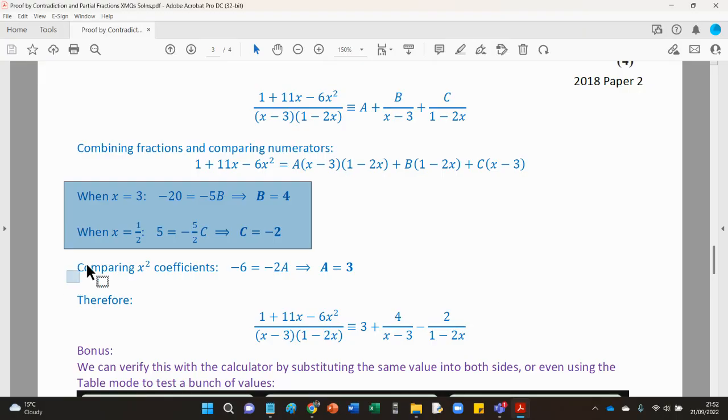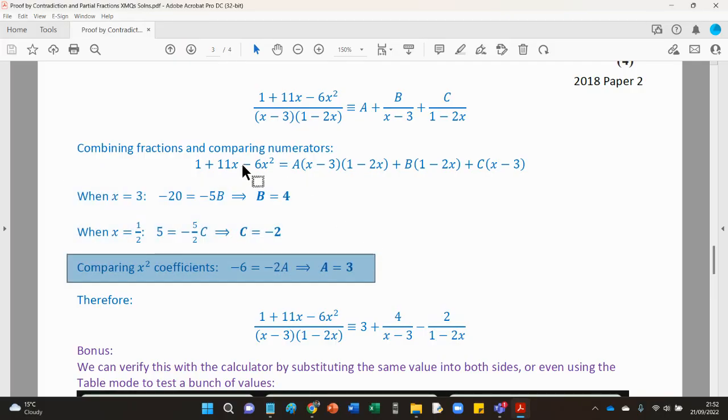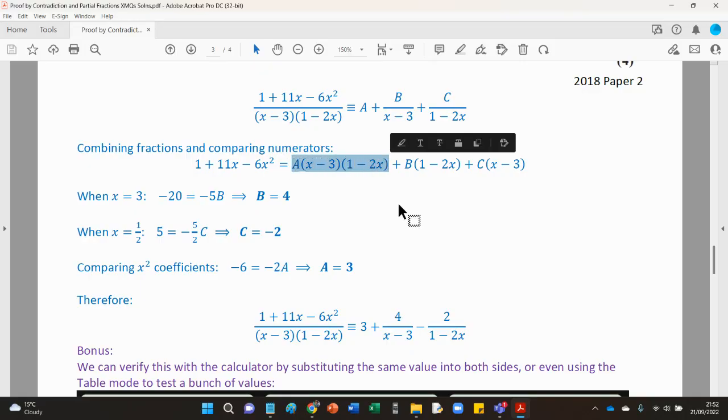Or you can compare x squared coefficients, which means we look at the left-hand side, we notice that the number of x squareds is minus 6, and we look at the right-hand side. The only place we're going to get an x squared term is from this first bit, because that's the only bit that's quadratic. The rest is b times something linear, c times something linear. And if we do a times x times minus 2x, we get minus 2ax squared. We compare that with a minus 6x squared, and that tells us that a has to be 3.